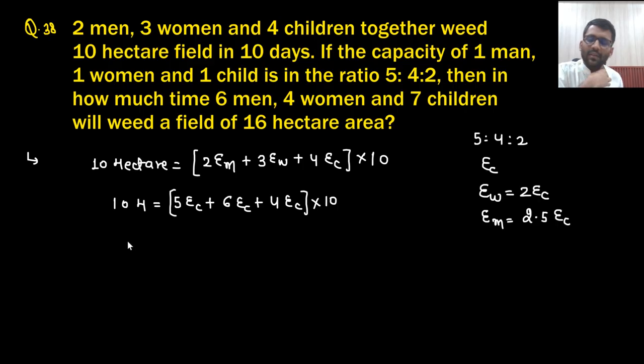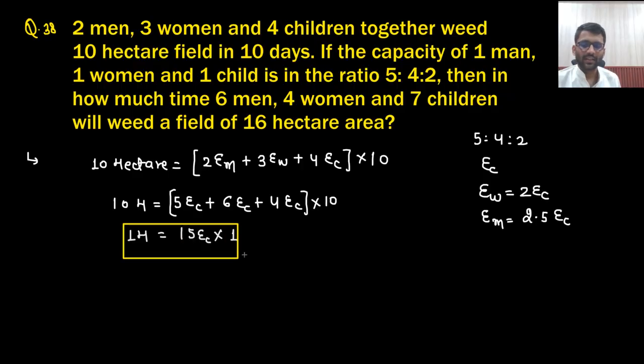Into 10. So 10 and 10 can get cancelled. So basically 1 hectare field with the help of 15 children can be weeded in 1 day. So 15 EC is equal to 1 hectare. This is what we are getting. Let's see what we can do.